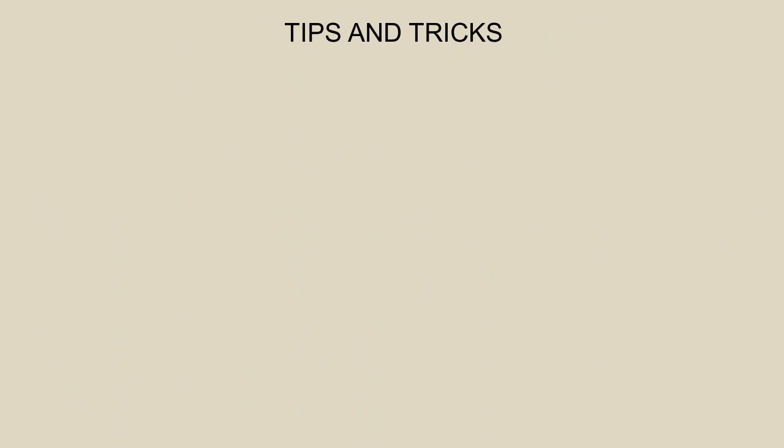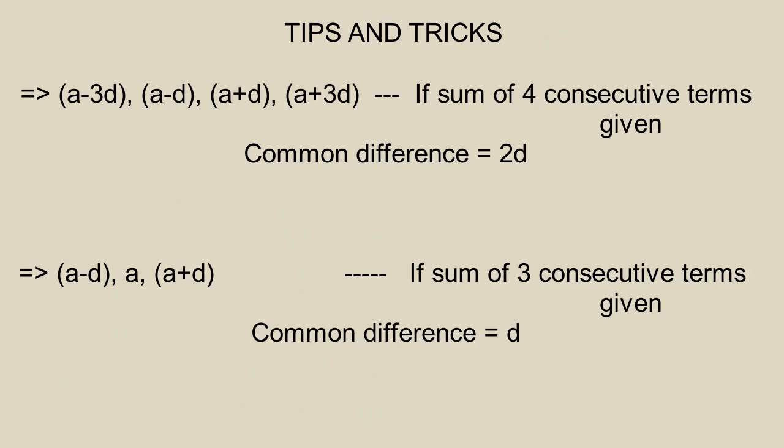So at times during calculation, when you want to find unknowns, and let's say you're given the sum of three terms of an AP, you can assume the terms as a minus d, a and a plus d, because when you sum them up, the d's or the differences get cancelled and you just have one unknown, that is a. Also, if it's 4 terms, then it's a minus 3d, a minus d, a plus d, and a plus 3d. But remember here, the common difference is 2d.